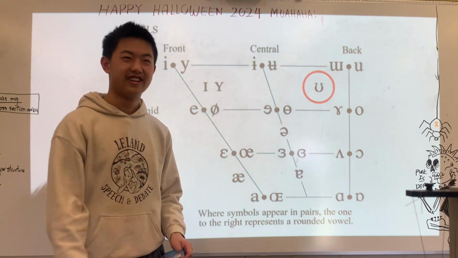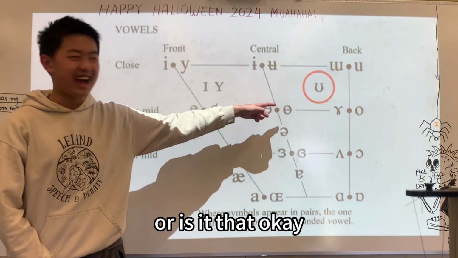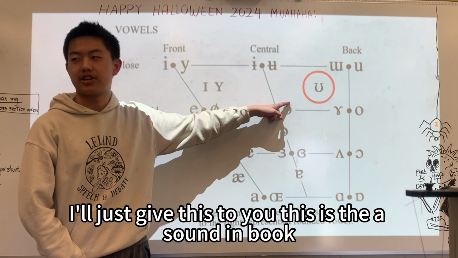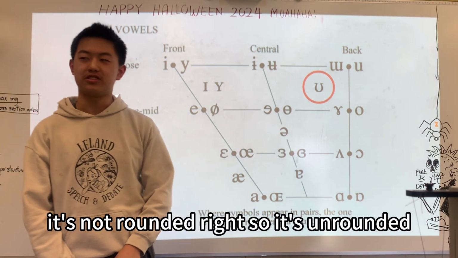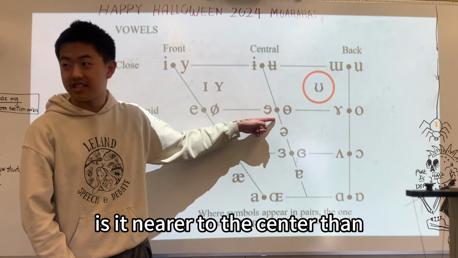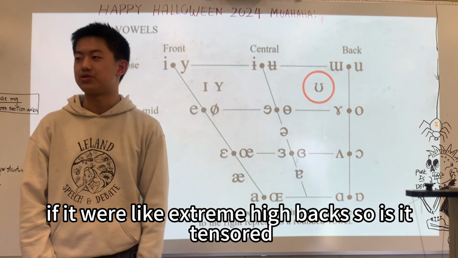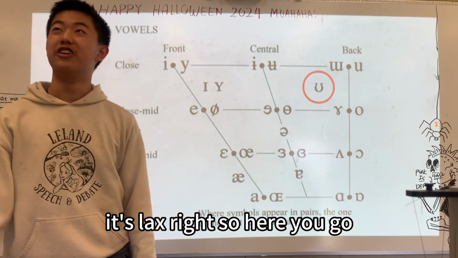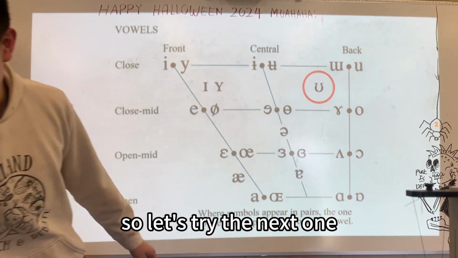Okay, so here you go. And then is it rounded? Actually, no. This isn't a pair. This is the sound in book. Is it rounded? It's not rounded, right? So it's unrounded. And for tenseness, is it nearer to the center than if it were extreme high back? So is it tense or lax? It's lax, right? So here you go. I already gave you the pronunciation, so let's try the next one.